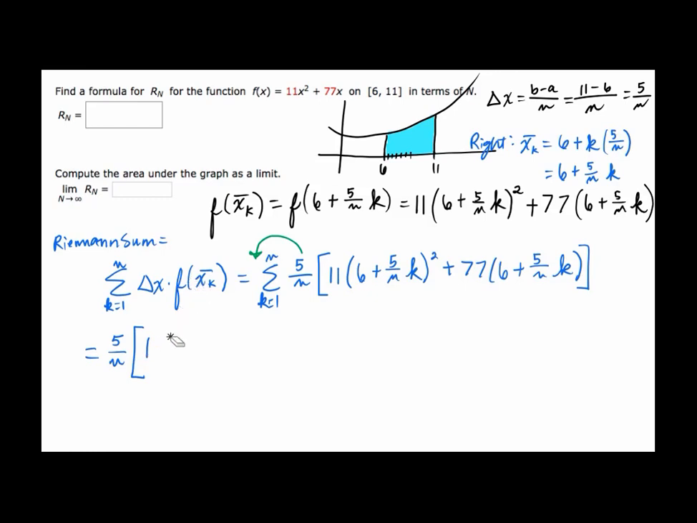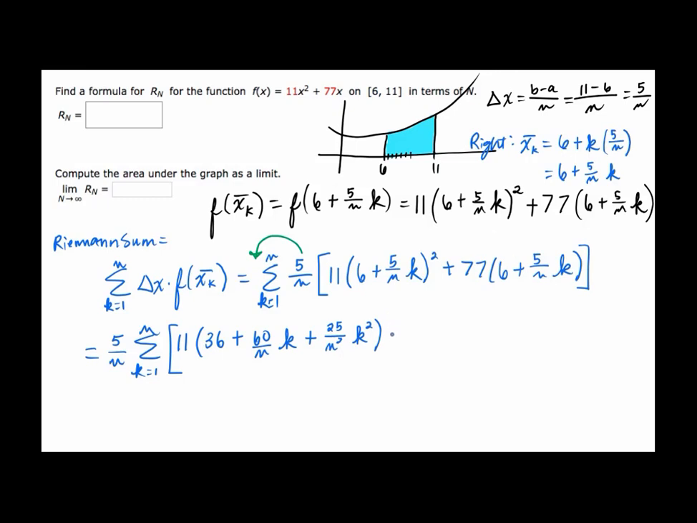I think, oops, leave off the summation sign. Let's go ahead and put the summation sign there so we don't forget it: summation from k equals 1 to n of everything else here. All right, so we're going to FOIL this (6 plus 5 over nk) all squared to get 36 plus 5 over nk times 6, which is 30 over nk, plus 30 over nk, which is 60 over n times k. And then plus (5 over nk) all squared, we'll just square everything, so 25 over n squared k squared. That's all times that 11 out front.